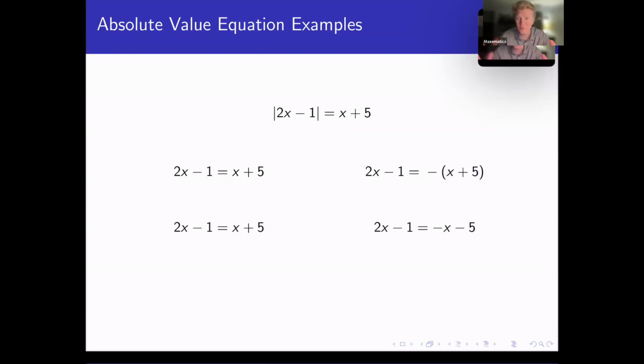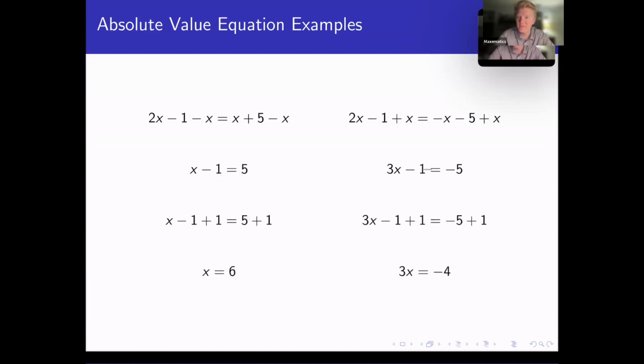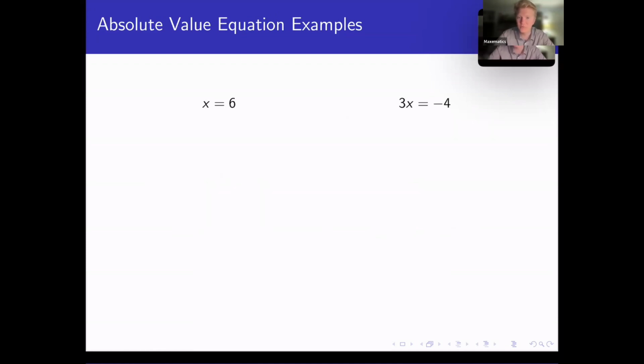And now we have two equations again. Just got to be careful because they're going to be solved a little differently. Over here, let's subtract x on both sides, whereas this one we're going to add x to both sides. Well, 2x minus x is just 1x. 2x plus x is 3x. Here we're going to add 1. Here we're also going to add 1. And then one more step for the rightmost one. We're just going to divide both sides by 3.